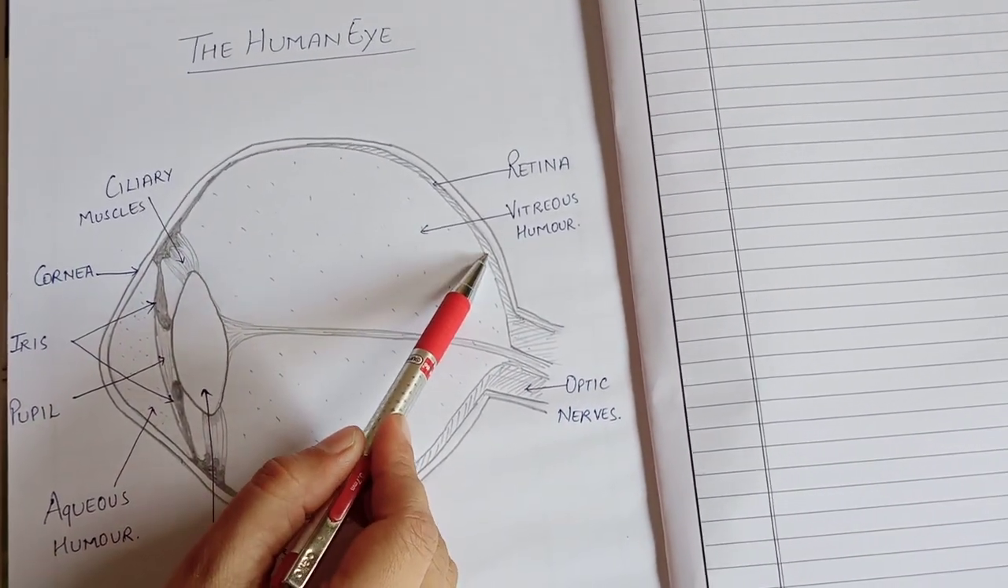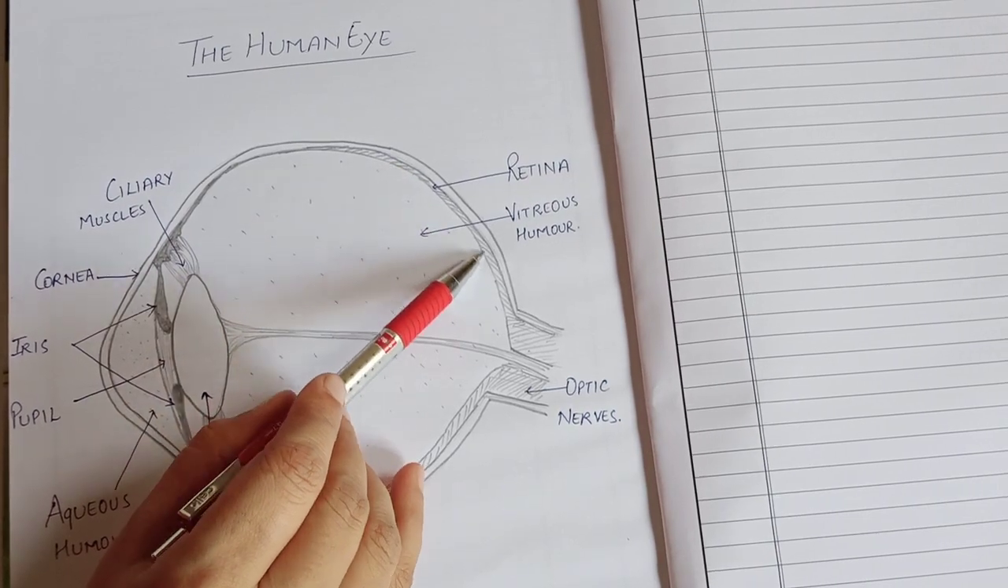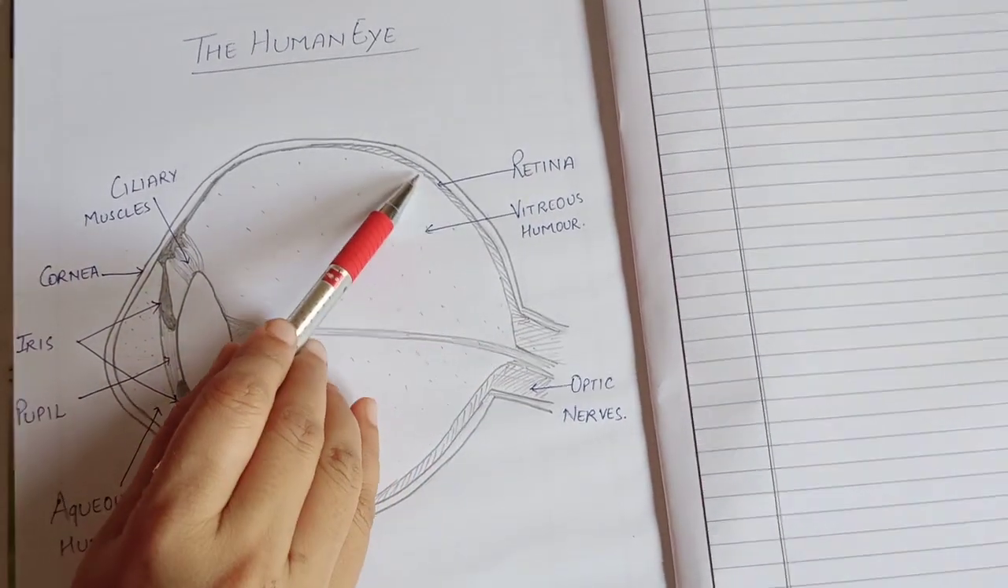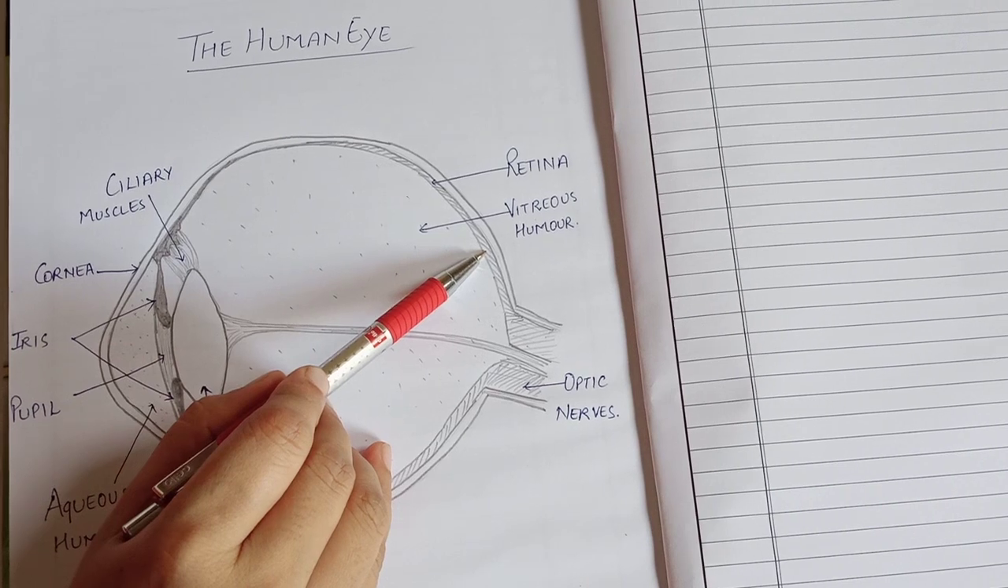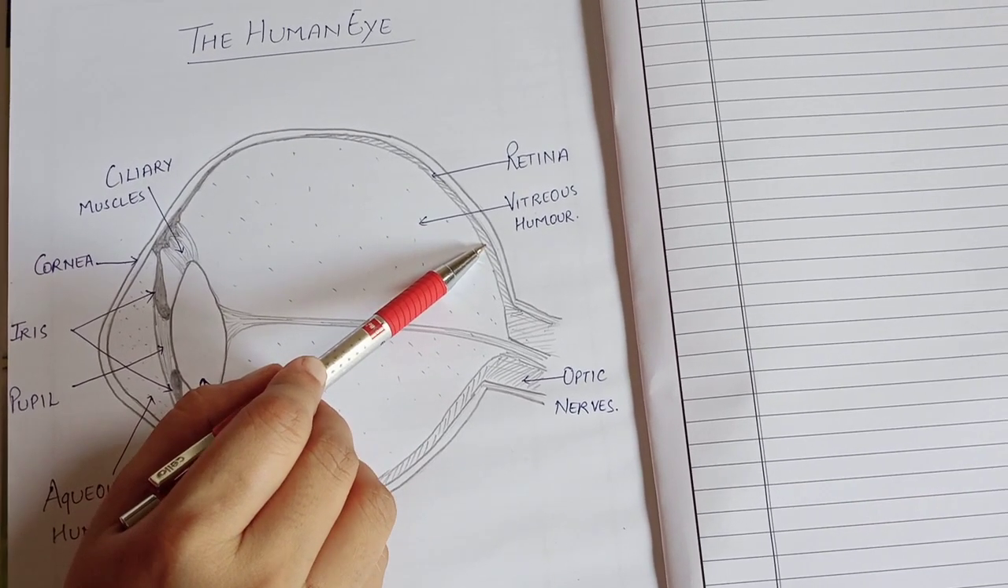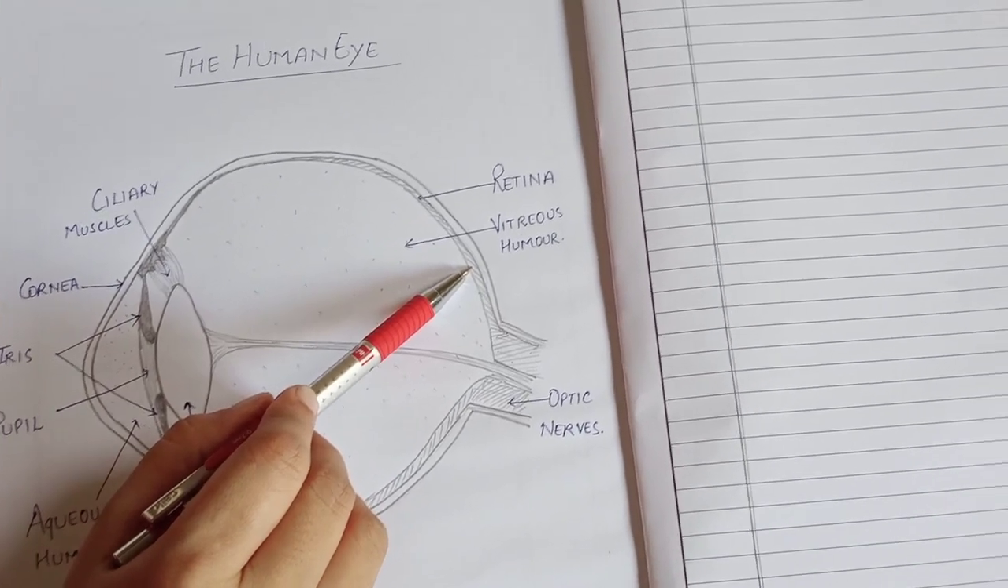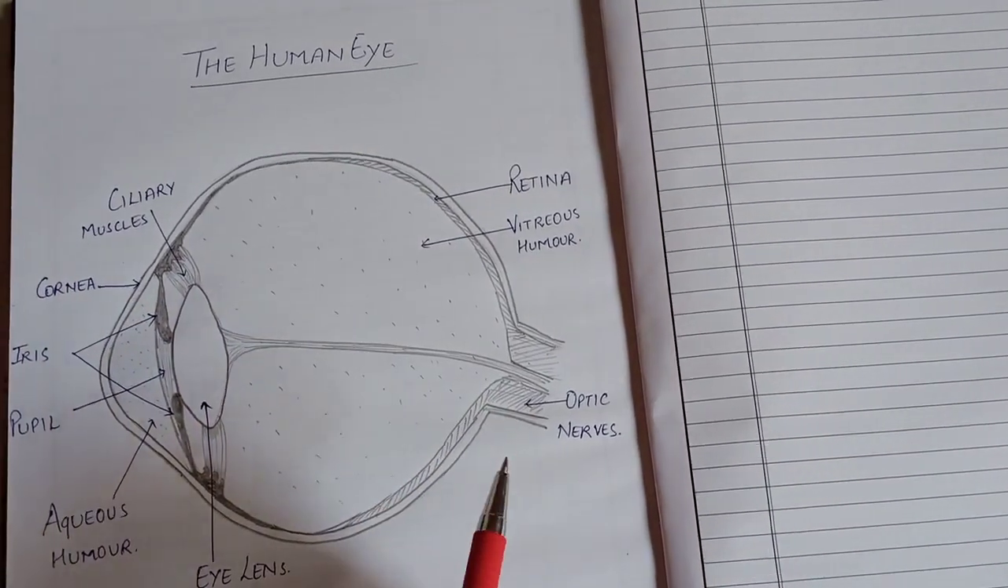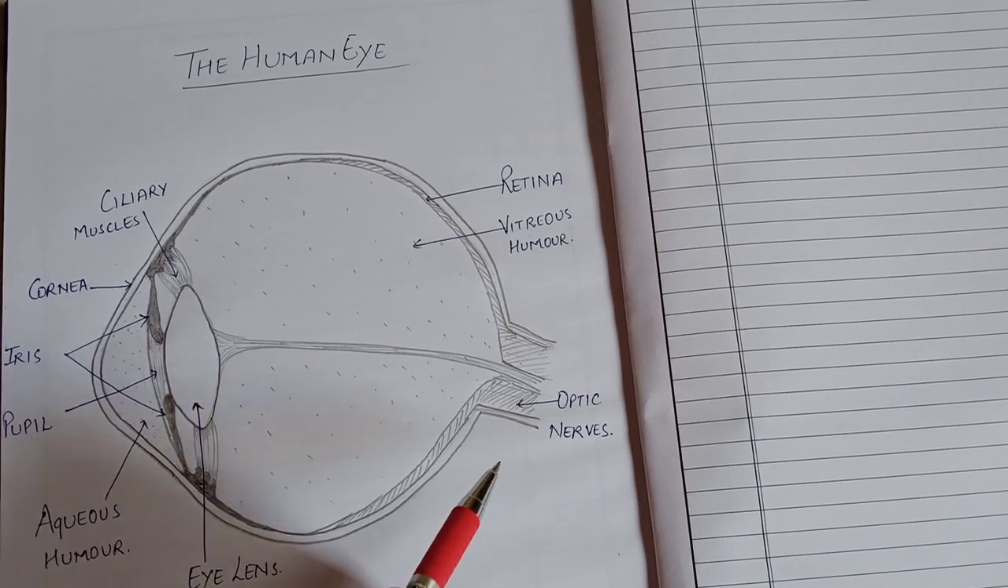Just after this vitreous humor, you can see there is a shaded portion I have made, and this shaded portion is called the retina. Retina is made up of special cells called rods and cones. The rod cells judge the intensity of light, and the cone cells help to recognize the colors.